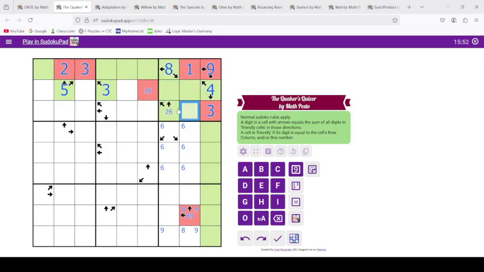Neither of those are 2s, so one of those is a 2. One of those is a 2 as well, because these are not friendly cells. These are not 7, because they're not friendly, so one of those is a 7. This is either 5 or 6. Can't be a 5, because 5 is looking at it, so it has to be a 6. 5 goes there, 7 goes there, 2 goes there.